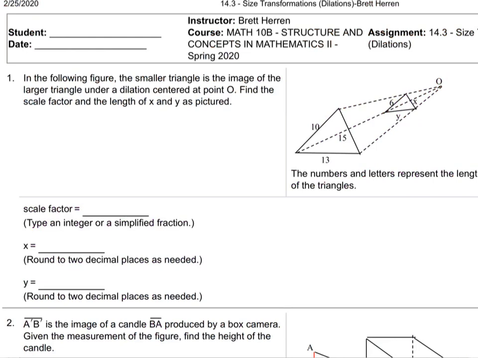So, let's try the homework. So here we go. In the following figure, the smaller triangle is the image of the larger triangle. So we're shrinking down. We start with this big triangle here, and we shrink it down to be this small triangle right there. Find the scale factor and the lengths of x and y as pictured.